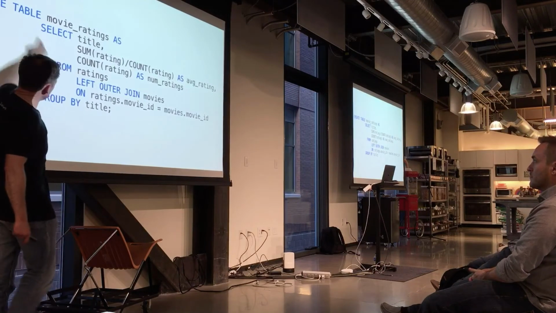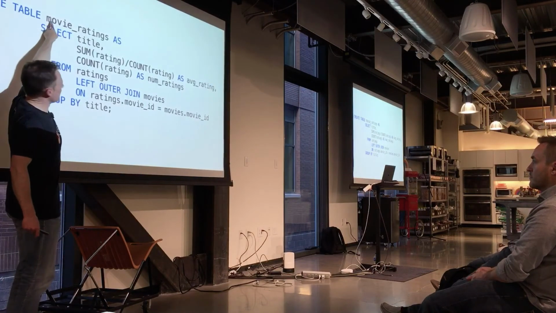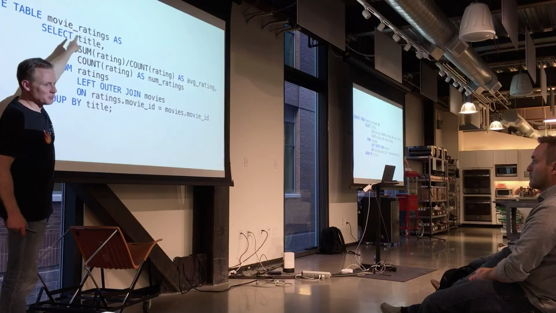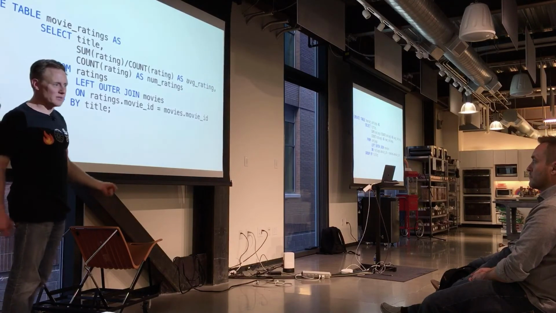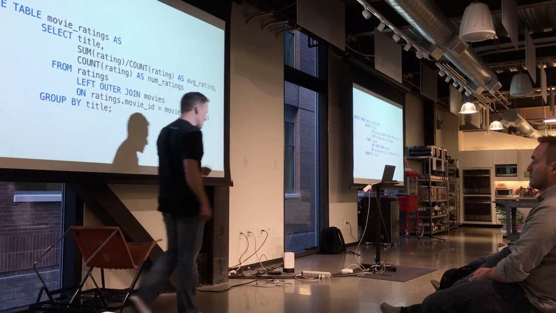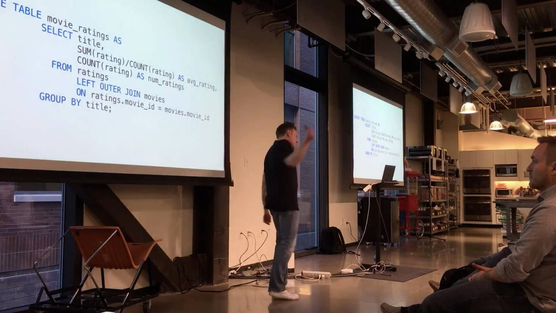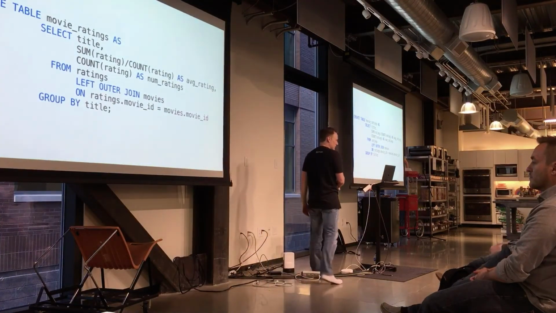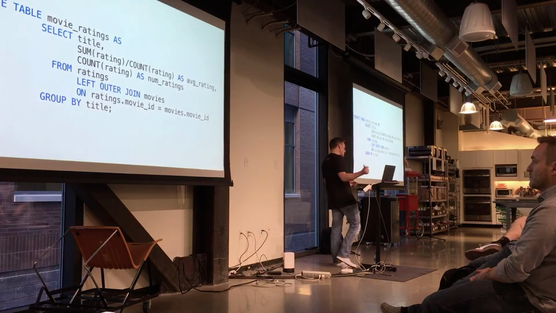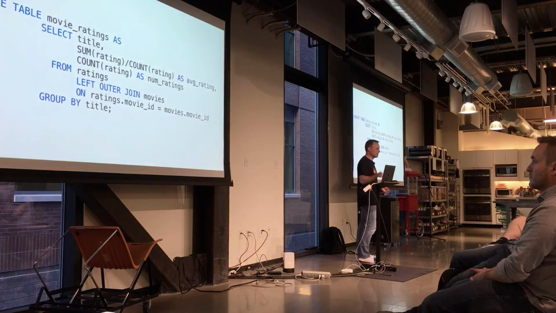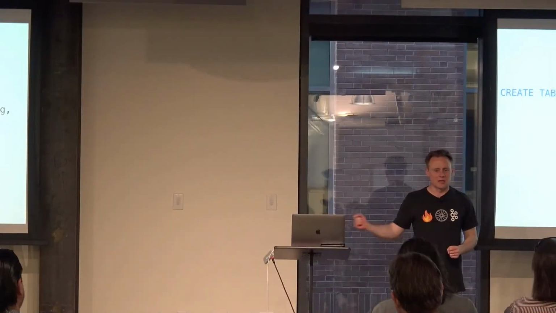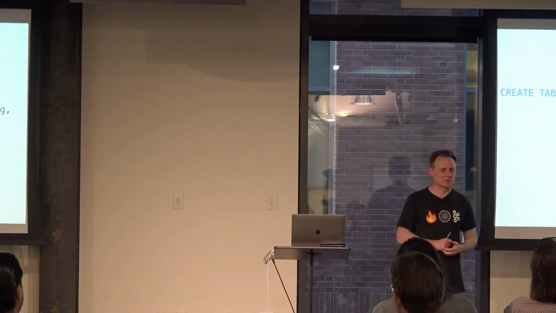And this query will create a new output topic called movie ratings. Every time a movie comes in and an average changes, then we emit that new average into that output topic. So this is continuously consuming from the input and producing to the output. Every time we get a new message, we output a message.